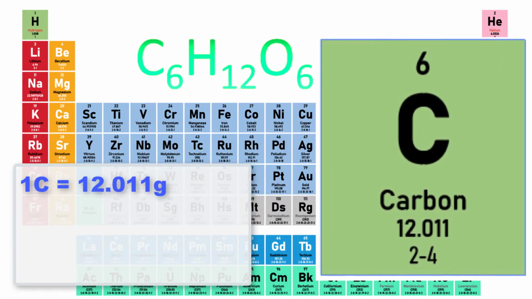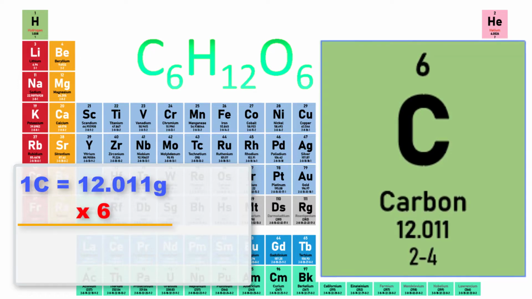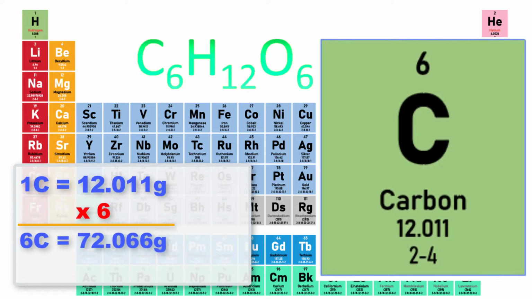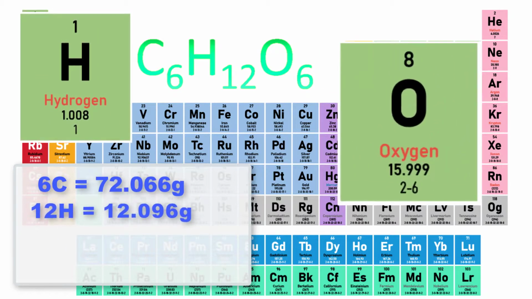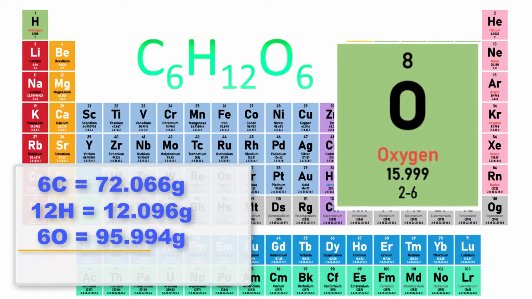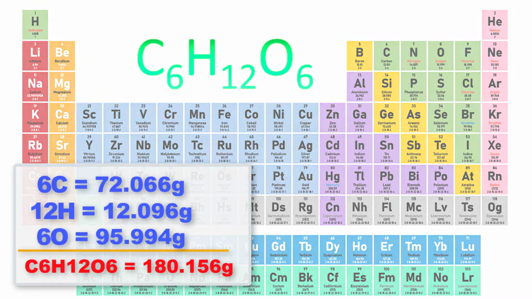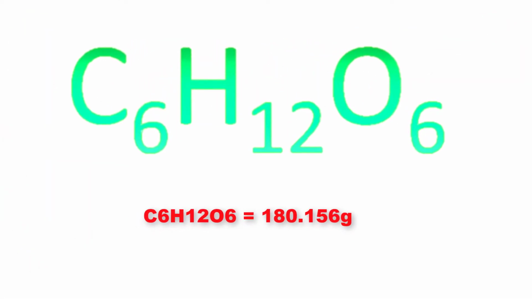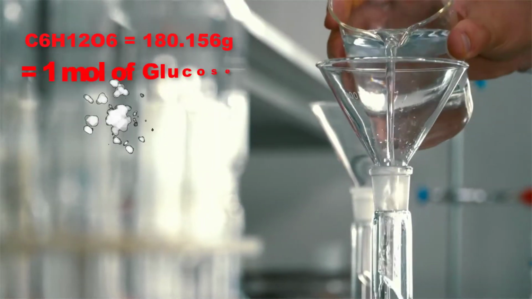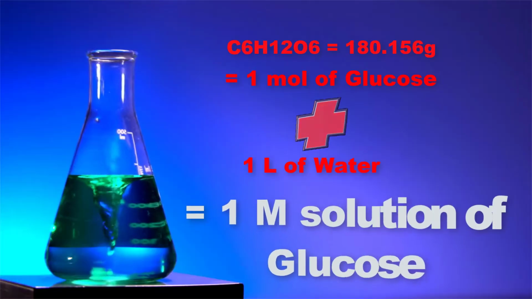12.011 grams, and there are 6 carbons in glucose, for a total atomic weight of 72.066 grams. Doing the same calculations for hydrogen and oxygen, the molecular weight equals 180.156 grams. This is the gram molecular weight of glucose. When water is added to make 1 liter of solution, you have a 1 molar solution of glucose.